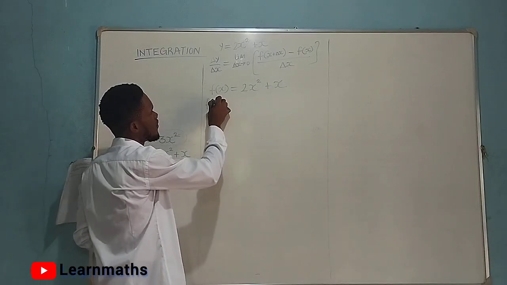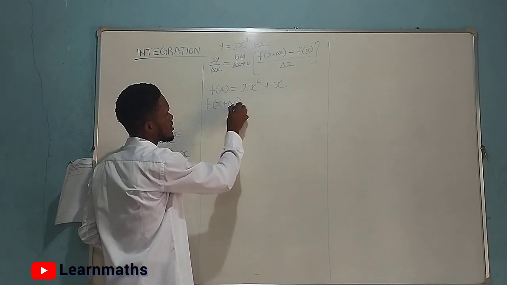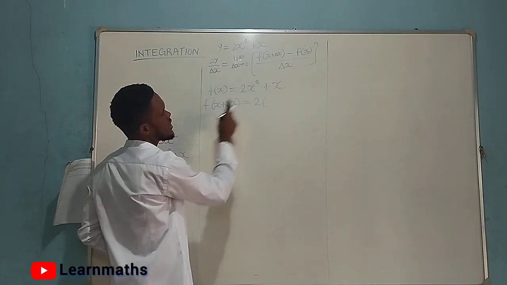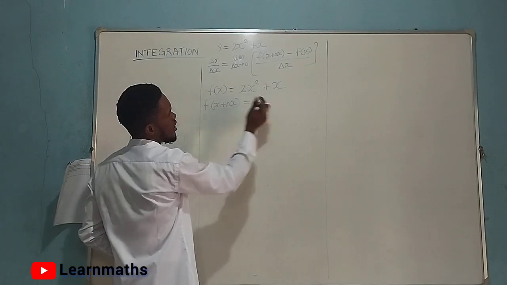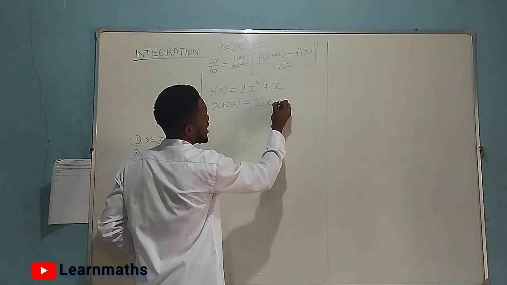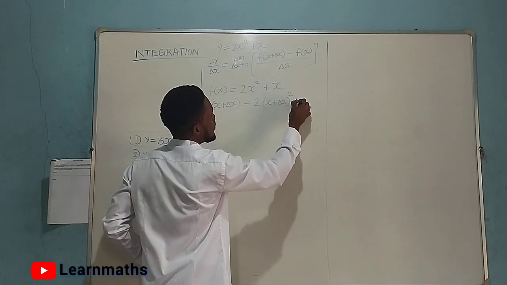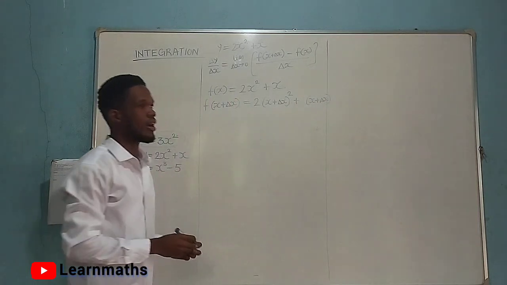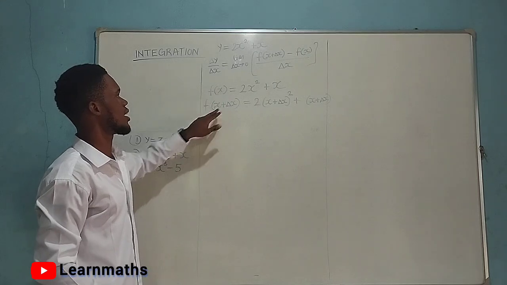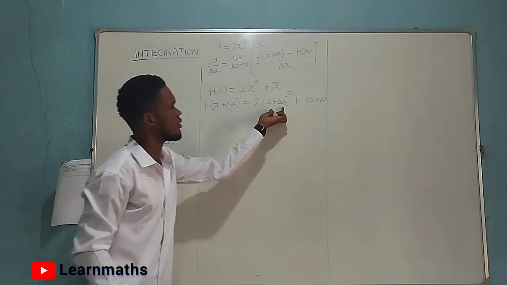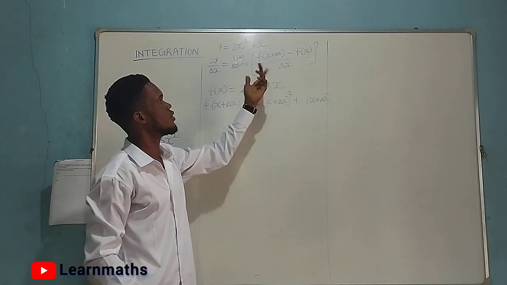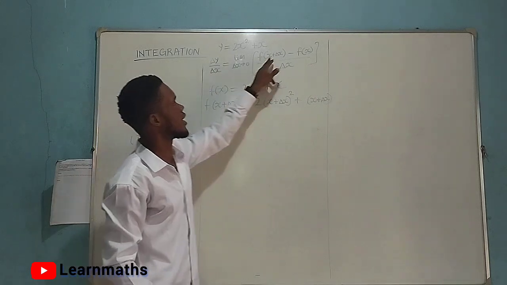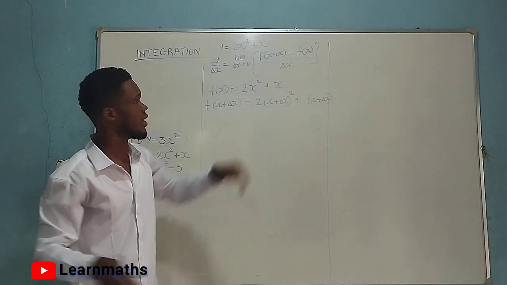So what is our f of x plus change in x? Now it's going to be similar to this, just that anywhere you have x, you replace it with x plus change in x. So this will be 2 times (x plus change in x) squared plus x plus change in x. So we have gotten two equations. The first one is f of x, the second one is f of x plus change in x. From this formula, you see that f of x plus change in x is subtracting f of x, and the result of the subtraction you divide by change in x.